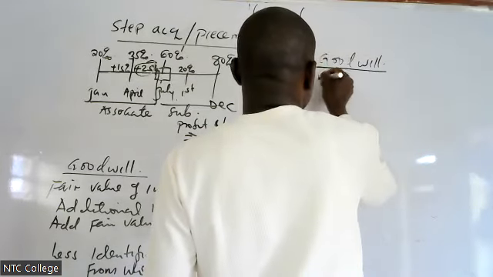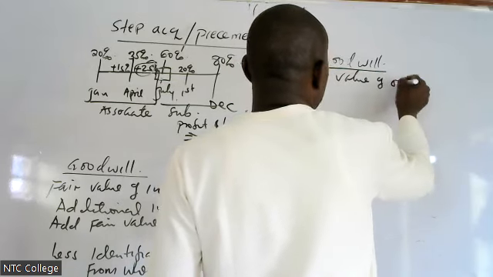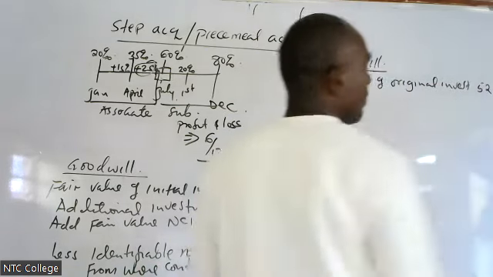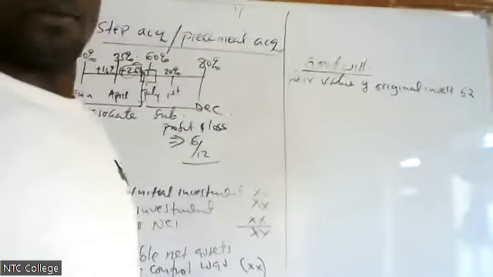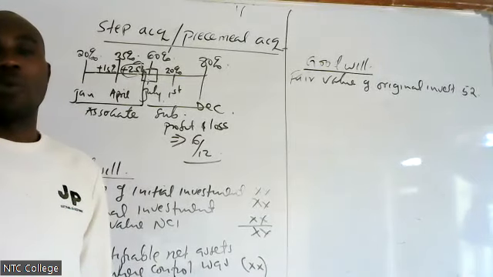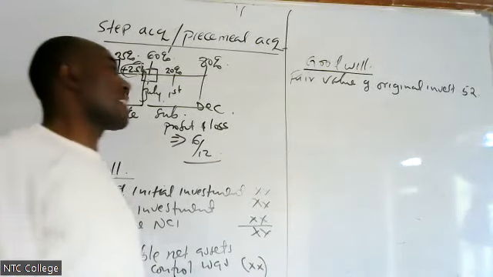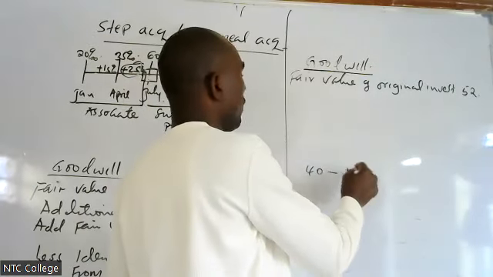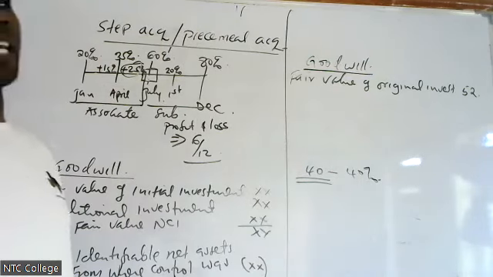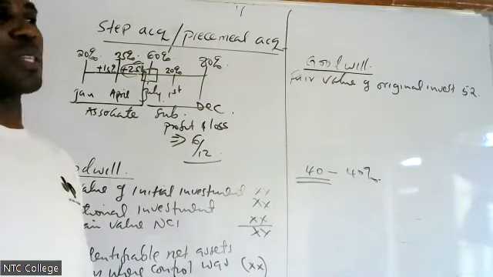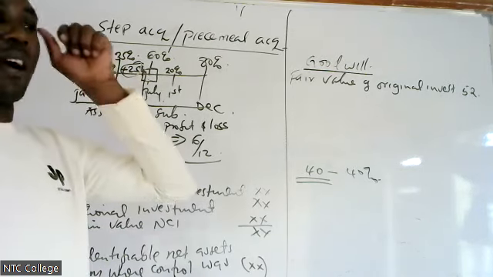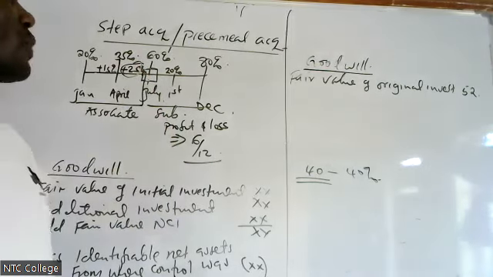I will take the fair value of the original investment, which is 52 million. Remember, we invested 40 million in 40%. But at the point we gained control, the examiner is saying, what was the fair value? The fair value of the original investment was now 52 million.